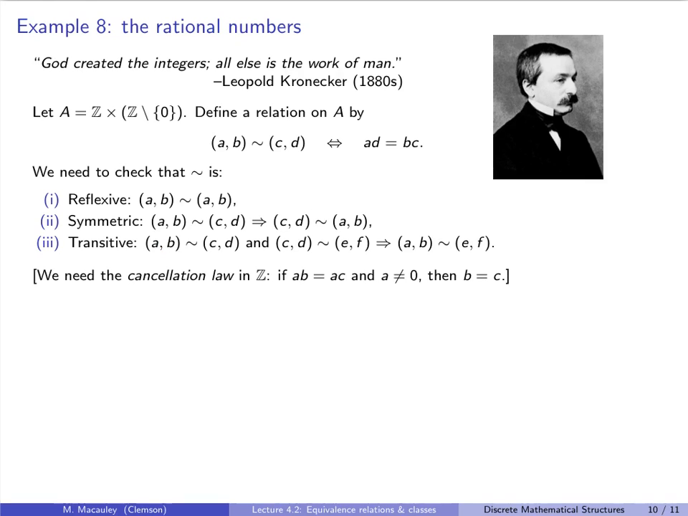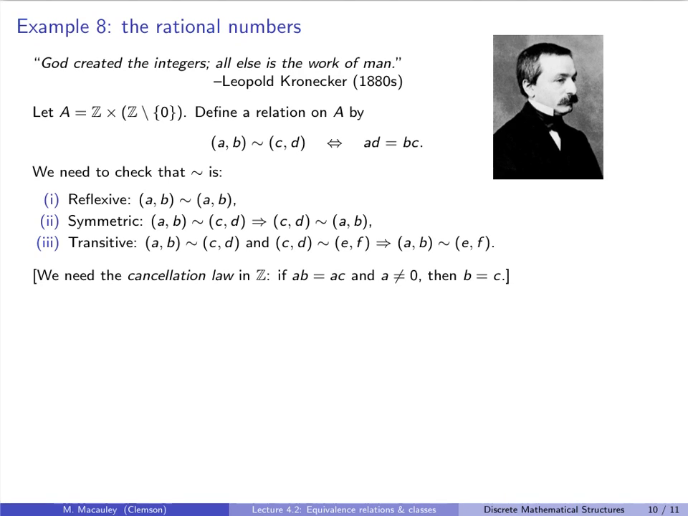That is, if (A, B) is equivalent to (C, D) and (C, D) is equivalent to (E, F), then (A, B) is equivalent to (E, F). And for this we need the cancellation law in the integers, which just means that if AB equals AC and A is non-zero, we can cancel A on both sides and get that B equals C. And though this sounds simple, there are a lot of algebraic systems where this fails. For example, if instead of the integers we were dealing with 2 by 2 matrices, we could certainly find a counterexample. You can multiply two different matrices to get the zero matrix many, many ways.